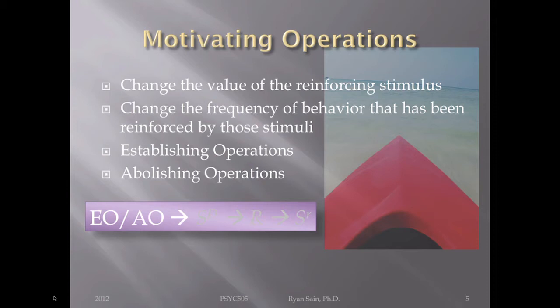All right, so you can see what I've got here. This is the four-term contingency. This is where they fit in. I don't actually like this structure. This is the way we typically draw it. Sometimes I draw it a little differently, but this is the way it's supposed to go. You've got the EO-AO, or what's also known as the MO, in front of the discriminative stimulus. And then you get your response, then you get your reinforcer. Well, I like to draw it underneath and then put the arrow towards the reinforcer.